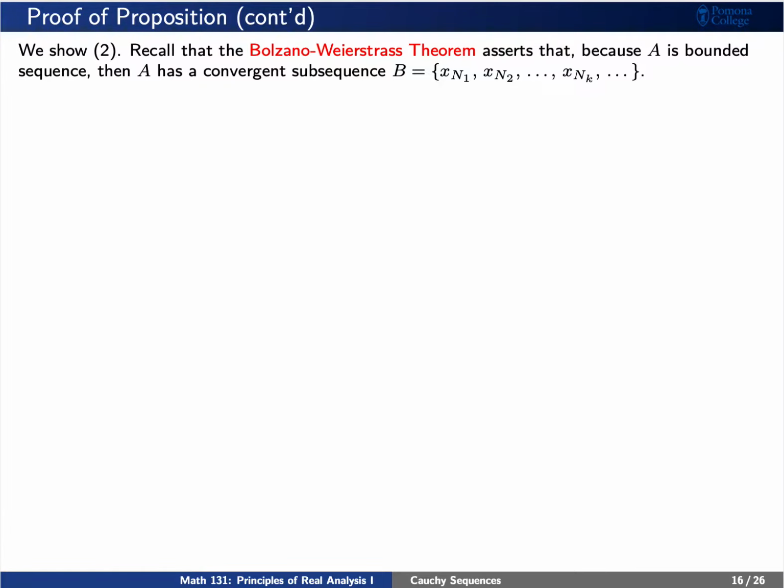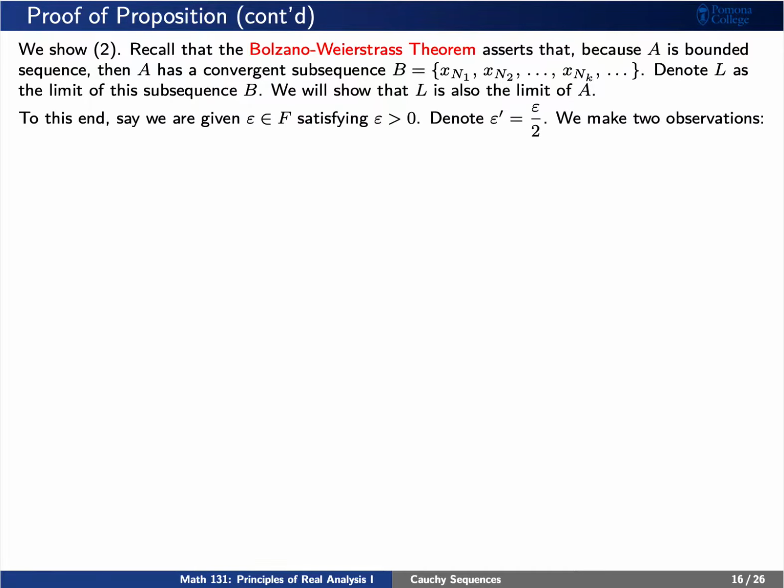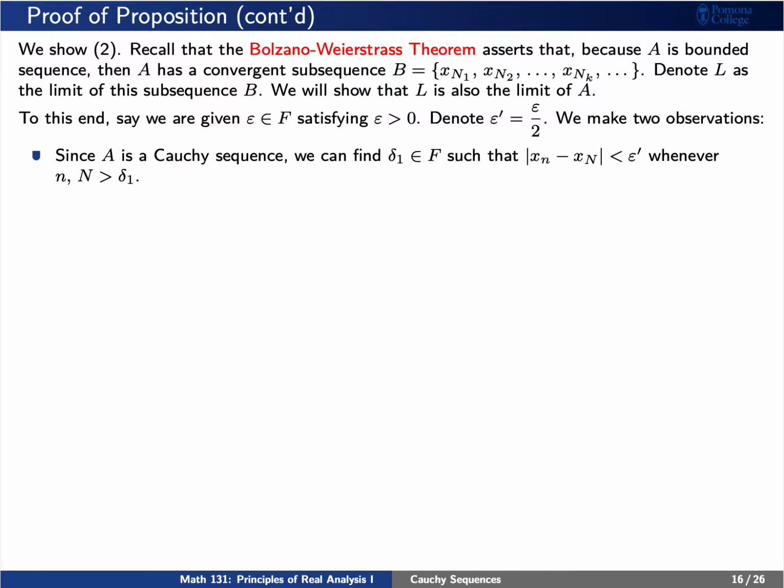Recall that the Bolzano-Weierstrass theorem asserts that because A is a bounded sequence, A must have a convergent subsequence. Let's call it B. If we denote L as the limit of this subsequence, we're going to show that L is also the limit of our Cauchy sequence. To this end, let's fix a positive epsilon, and let's denote epsilon prime as epsilon over 2. We'll make two observations. First, since A is a Cauchy sequence, we can find a delta sub 1 such that the absolute value of x sub n minus x sub capital N is less than epsilon prime whenever n and capital N are greater than delta 1. This is just the definition of being a Cauchy sequence.